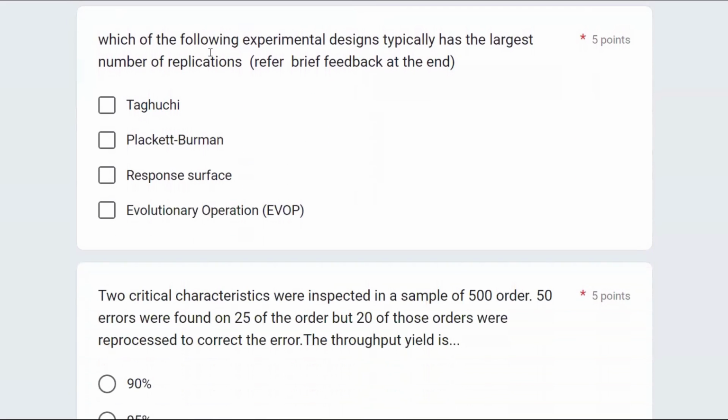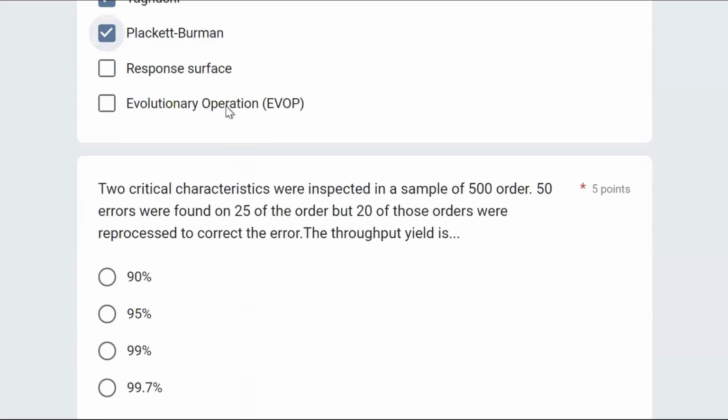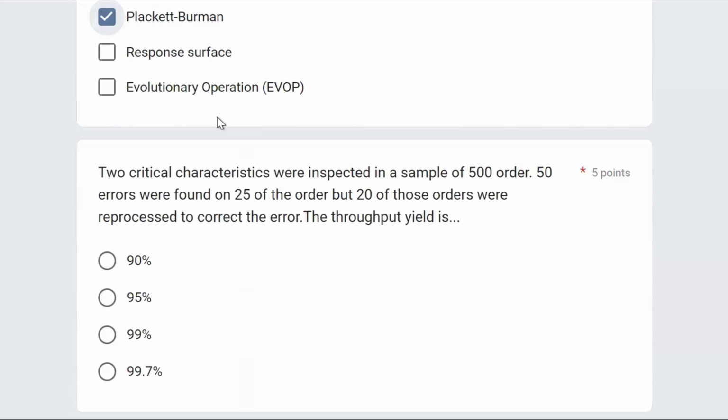So this is also one of the profound questions. Which of the following experimental designs typically has the largest number of replications or repetitions, right? Taguchi and Plackett Burman. Response, this is more to do with output. We will discuss more once we get the answer.